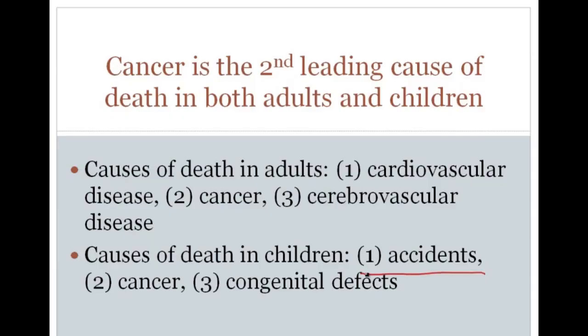In children, number one, accidents. And accidents, unfortunately, are a cause of death that can often be avoided, but are overlooked. And so we need to be particularly careful about making sure that we as physicians, when we have access to a pediatric population, ensure that patients are particularly careful with their children. For example, making sure that children are in car seats and wear their seatbelts, etc. But anyway, accidents are the number one cause of death in children. The second leading cause of death in children is cancer, and the third leading cause of death in children is congenital defects.